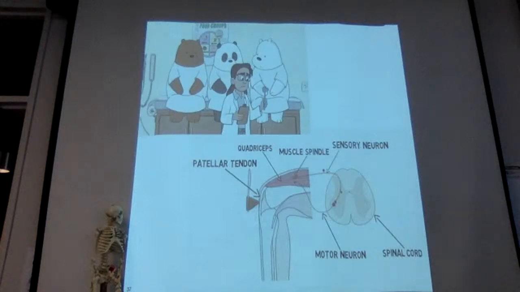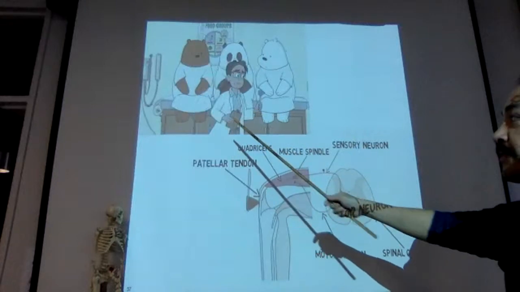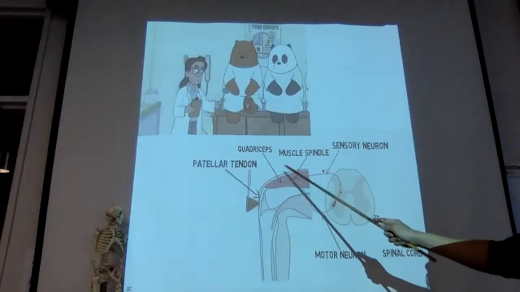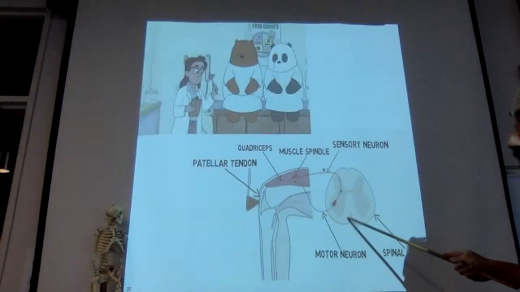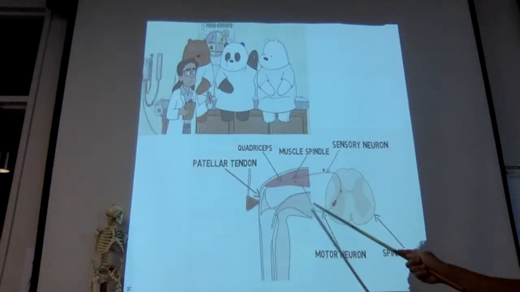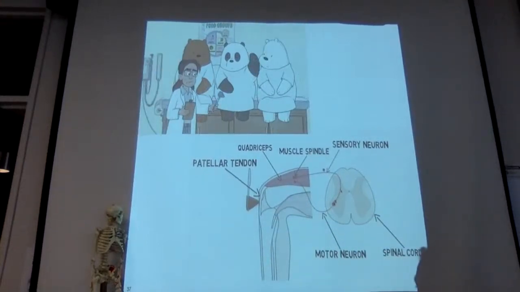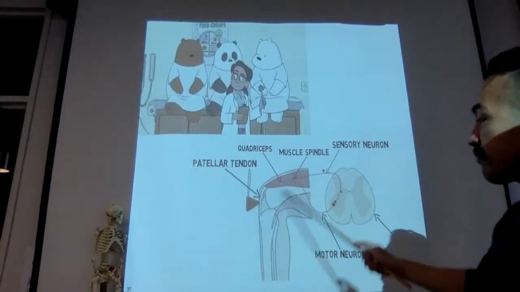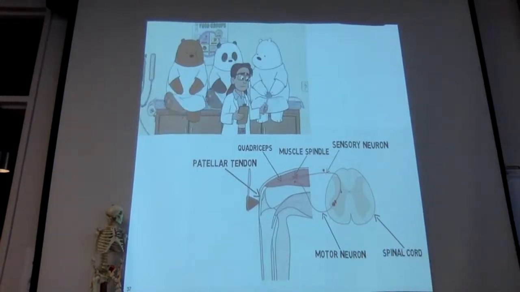So I hope that all made sense. We've gone over how a reflex can even happen. We have to sense something. We send that information to the central nervous system, whether it's a monosynaptic or polysynaptic reflex, and then send that information outward to somewhere else. Could be the same thing, could be somewhere completely different. Just depends.